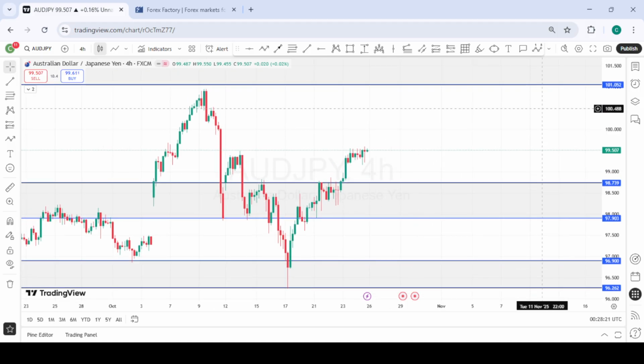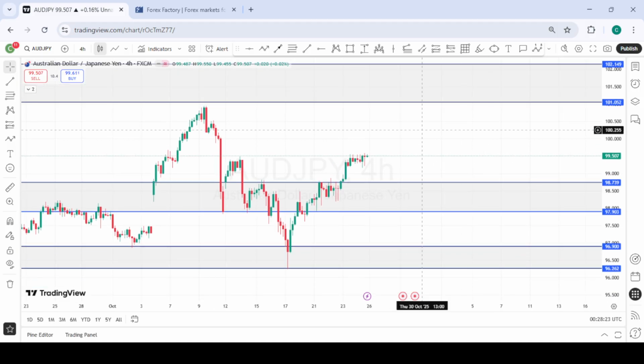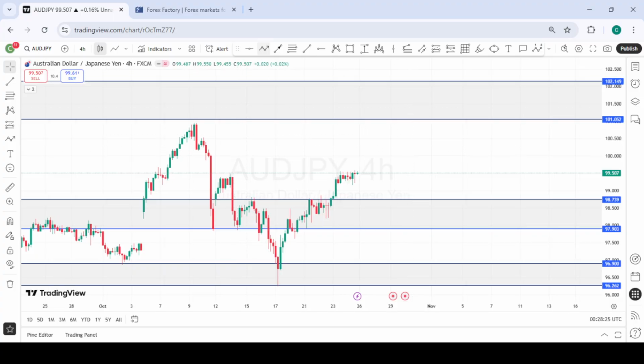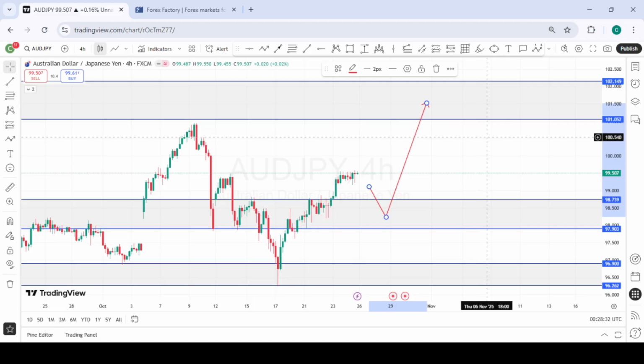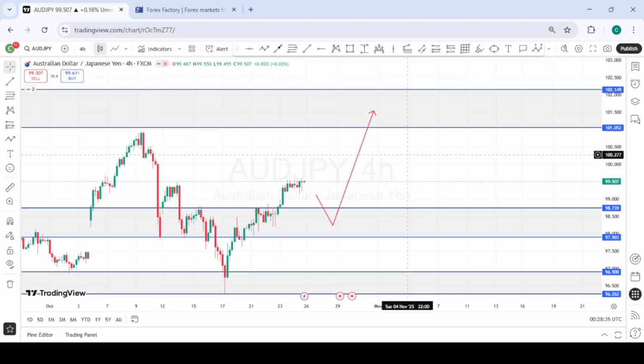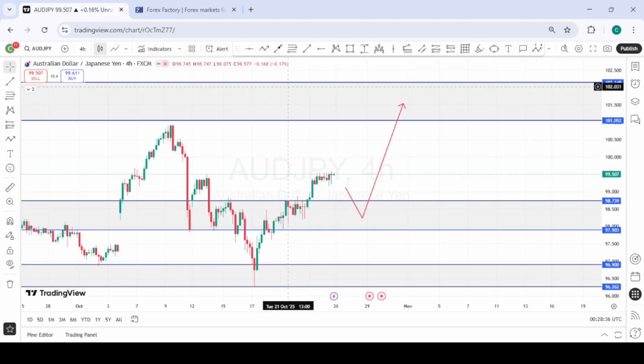We have here AUDJPY. AUDJPY also has a similar move, which we are expecting a possible pullback to this area of interest. So we look out for buying opportunities from this area, then we take our buys to the upside to this very zone above. So let's look out for this buying opportunity on AUDJPY.